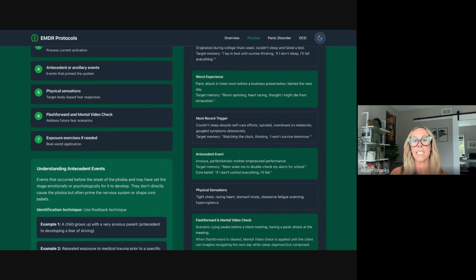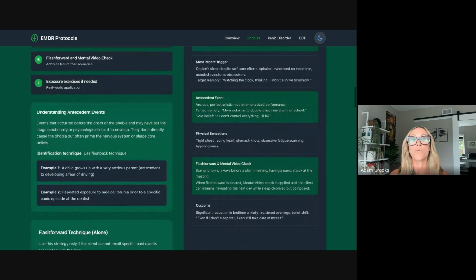Once you've cleared that, you move on to the most recent trigger, where she couldn't sleep despite self-care efforts, spiraled, overdosed on melatonin, and Googled symptoms obsessively, which is quite common with people with health anxiety or anxiety disorders in general. And the target memory is watching the clock, thinking I won't survive tomorrow.